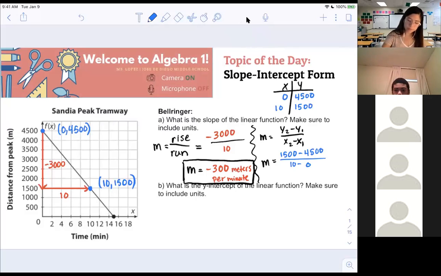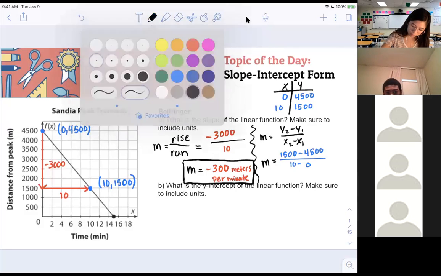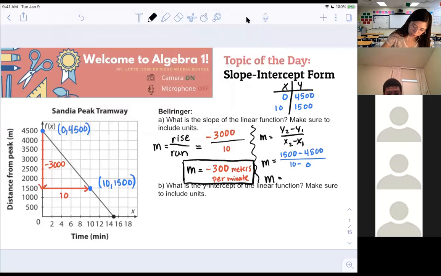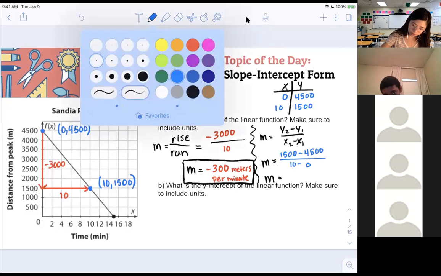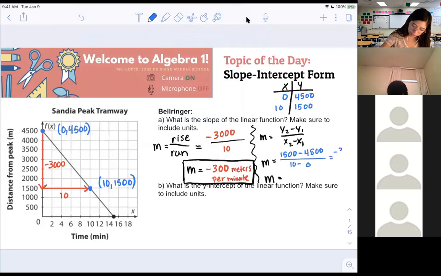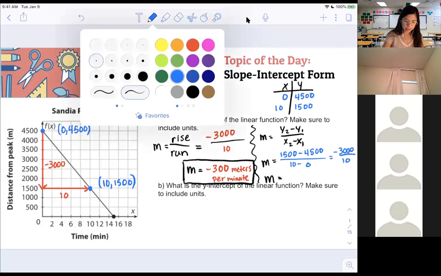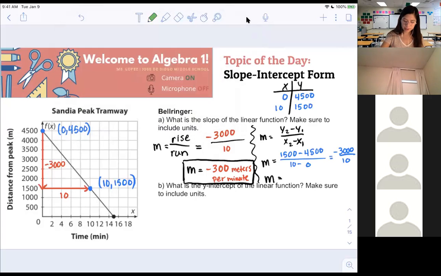Negative 3,000. And then on the bottom, 10. So notice we got negative 3,000 over 10. What do you guys notice about that? It's the same as the rise over run. Same exact numbers as from your rise and run. You're doing the same thing.